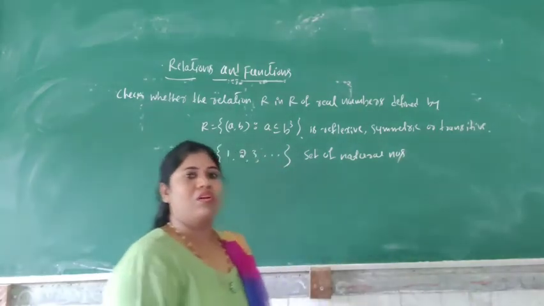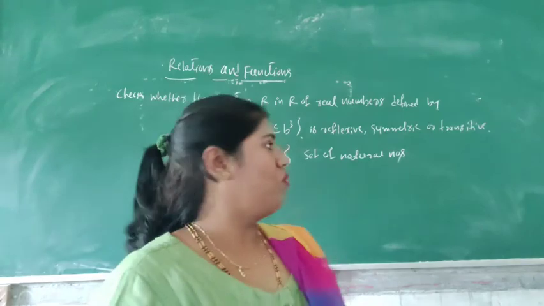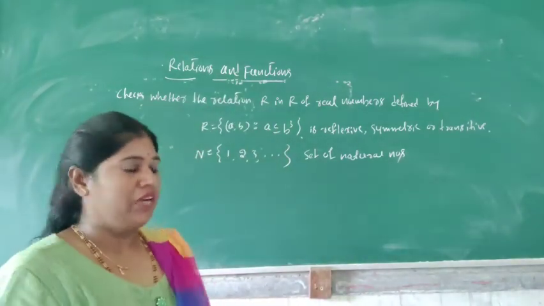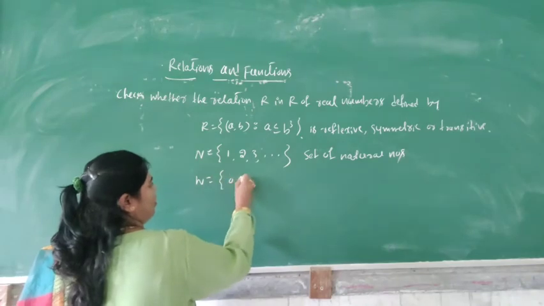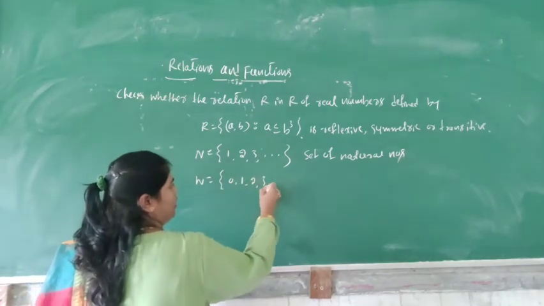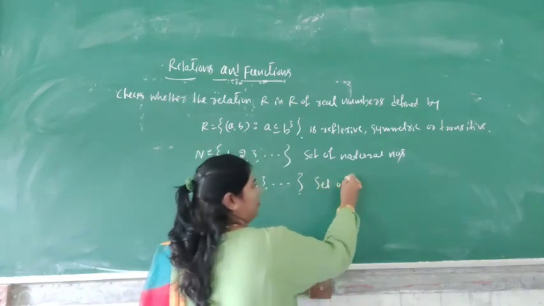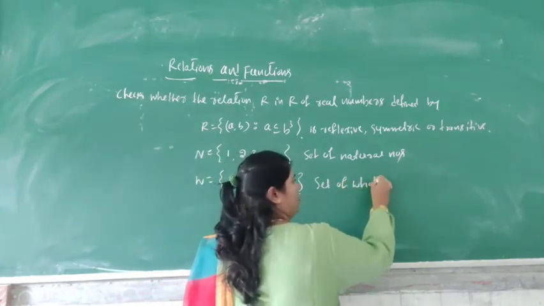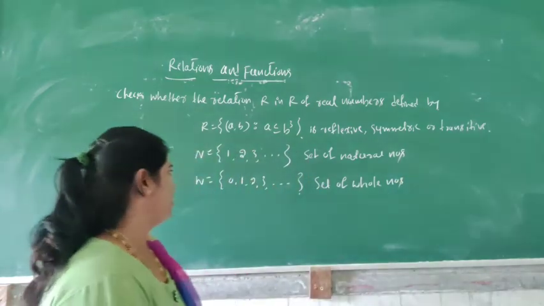So what are whole numbers? Whole numbers: W equals 0, 1, 2 up to infinity. So W equals 0, 1, 2, 3 up to infinity. This is the set of whole numbers.